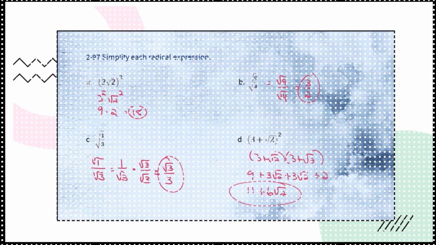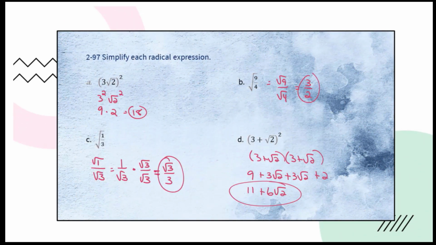Moving on. Okay, here it says simplify each radical expression. So again, just like I did on the other problem, I distributed my 2 here because that's just the way I see it is easier. So I have 3 squared and root 2 squared. Well, that's 9 times 2, which gives me 18. Okay, so that's all there is to that one.